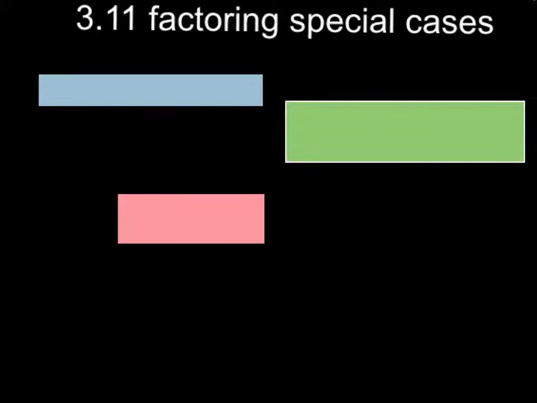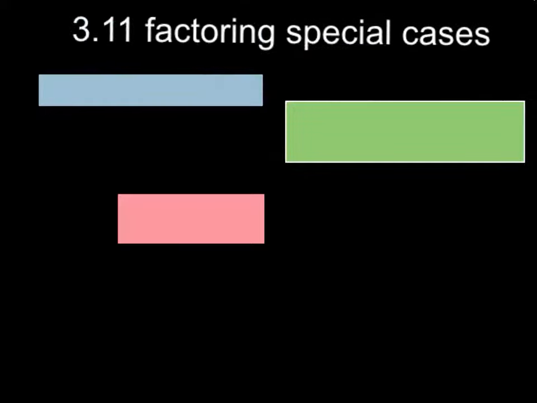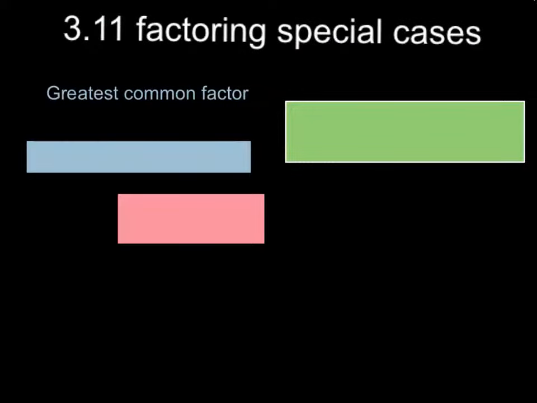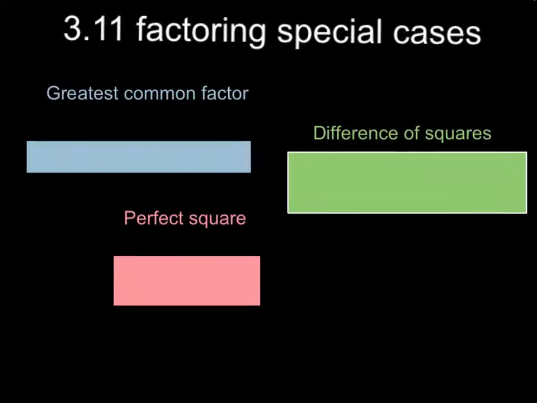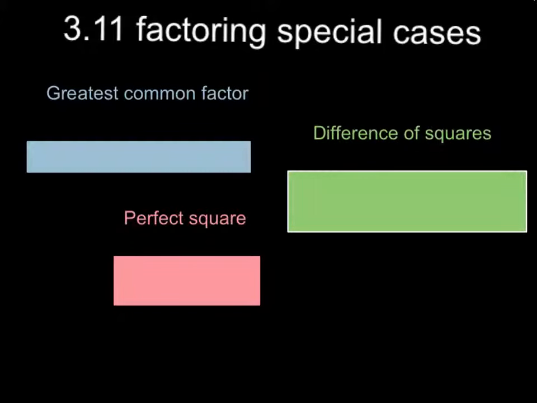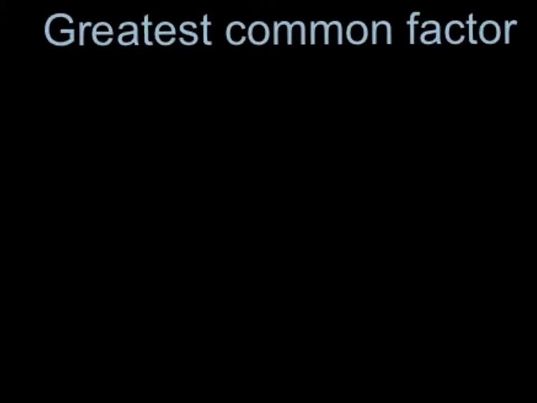Okay, today we're going to be learning about 3.11, factoring special cases. There are three types of special cases: greatest common factor, perfect square, and difference of squares. Okay, first we're going to do greatest common factor. So, greatest common factor, first problem.